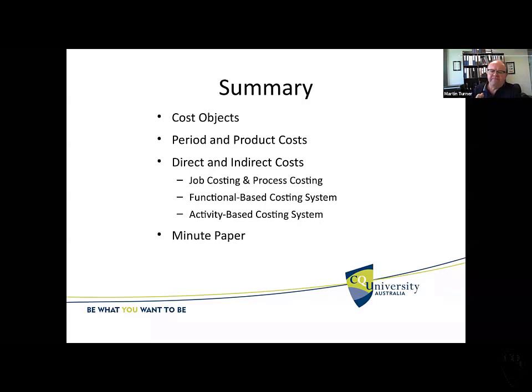Then we saw functional-based costing systems and activity-based costing systems. These both relate to indirect costs. So whether we use job costing or process costing, we could use a functional-based costing.